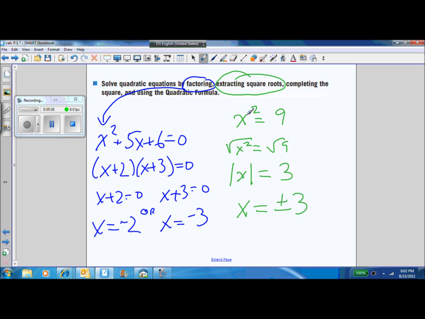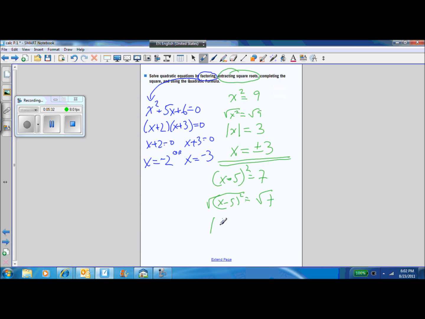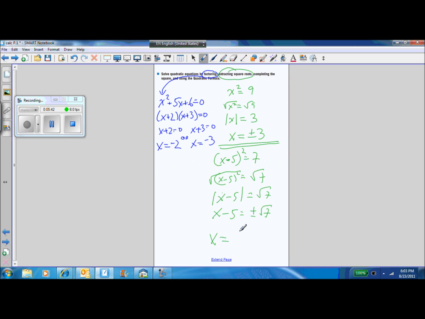And of course, it doesn't have to just be an x. You could do (x minus 5) quantity squared equals 7. It's the same kind of problem, but a little more complicated. Now when you take the square root of both sides, you get the absolute value of x minus 5 equals the square root of 7. So x minus 5 equals plus or minus the square root of 7, and x equals 5 plus or minus the square root of 7. Okay?